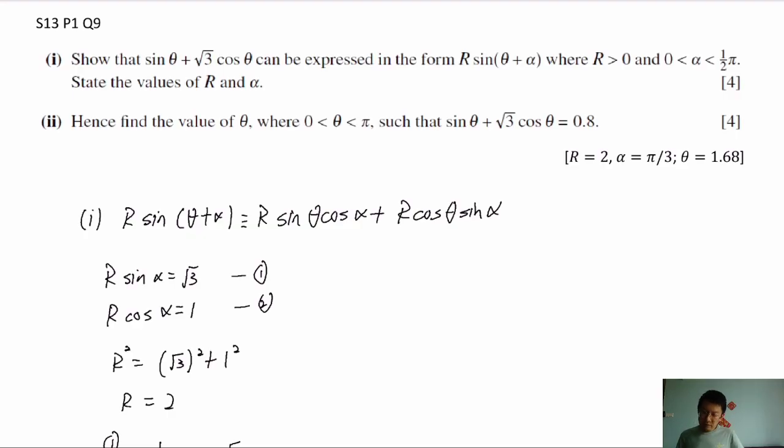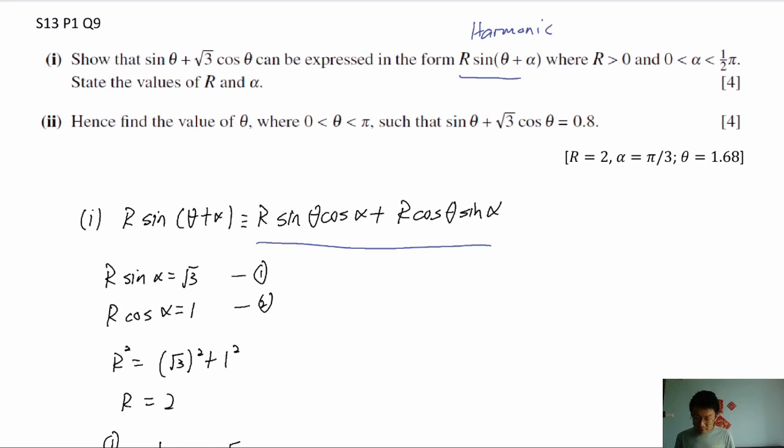For the next one, it's quite a standard question, so I won't really go through it, I'll just go through it very briefly. It is to express in this kind of form, which we call a harmonic form. Basically, we expand this harmonic form, sine theta plus alpha, by using the compound angle formula. So this is what we get from the compound angle formula.